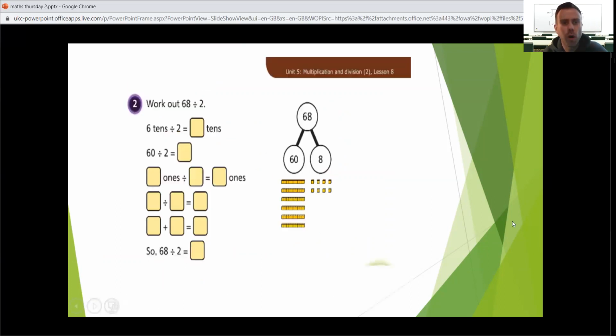Moving on, 1 extra one for you today before the challenge. Usually it's challenge, but I've got an extra one. This one says work out 68 divided by 2. They've done the same thing for you again, a part whole. They've already split it up into base 10s and the numbers for you. So what I want you to have a go at, same as the last one, is filling in these blanks. This time they haven't given you quite as much information, but if you follow it the same as last time, you should be fine. Pause the video now.